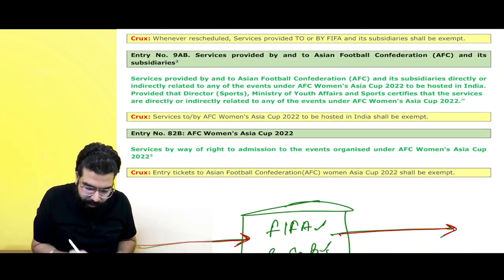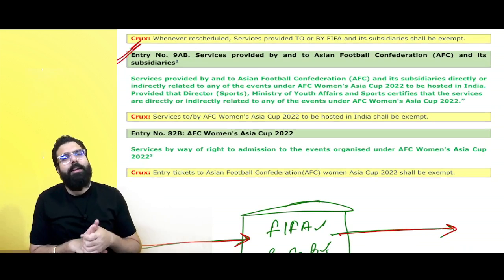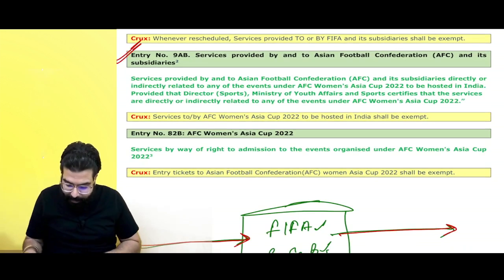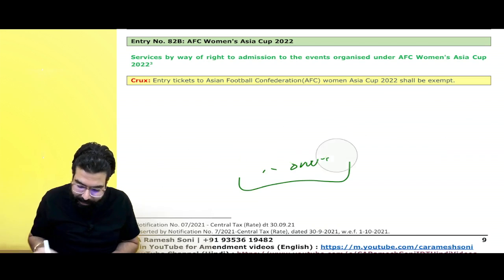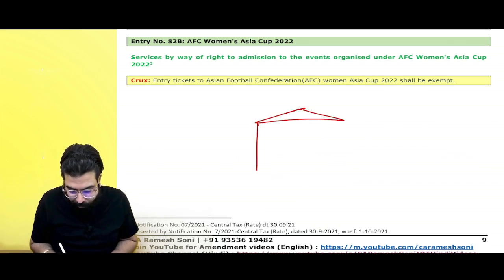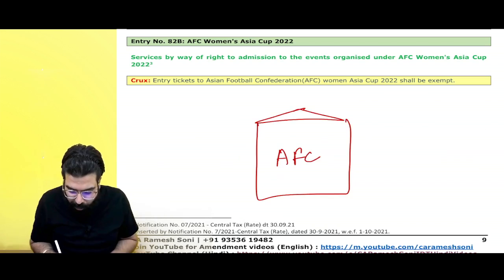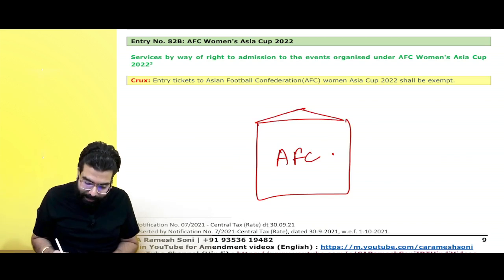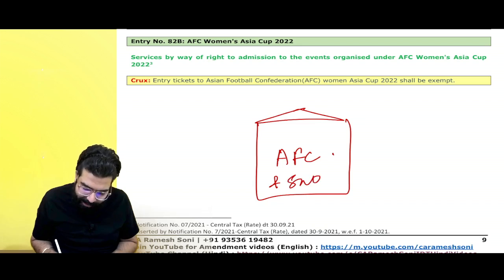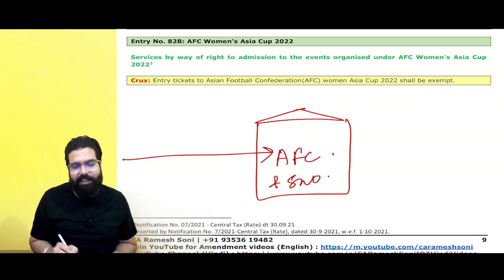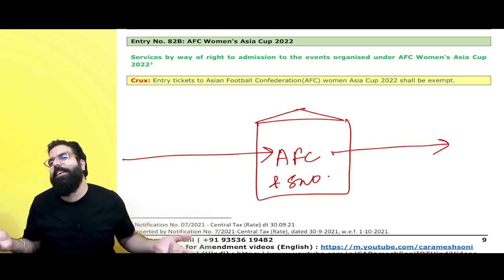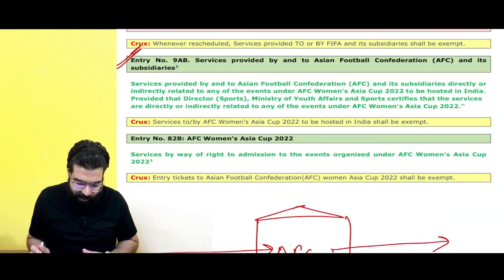Okay, sir. Entry number 9AB has been inserted, which says that just like FIFA, there is the AFC, the Asian Football Confederation. If anyone is giving services to the Asian Football Confederation and its subsidiaries, or they are giving any services, there shall be no GST. That's all that has been said.